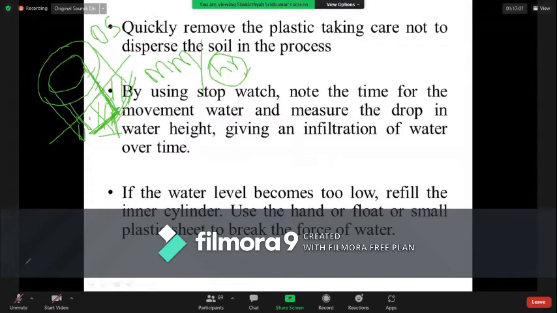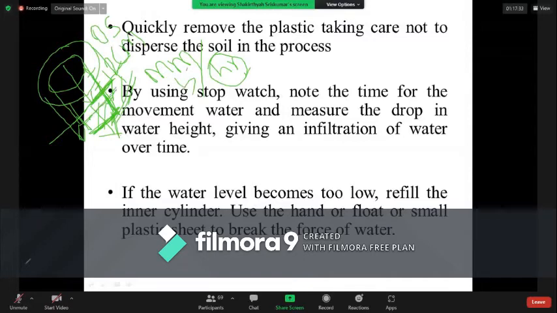So first, by using this pointing gauge, you know the measurement at that point. Let's say this is the 12 centimeter point. So initially the water height is 12 centimeter. After 5 seconds, the water level is going down.